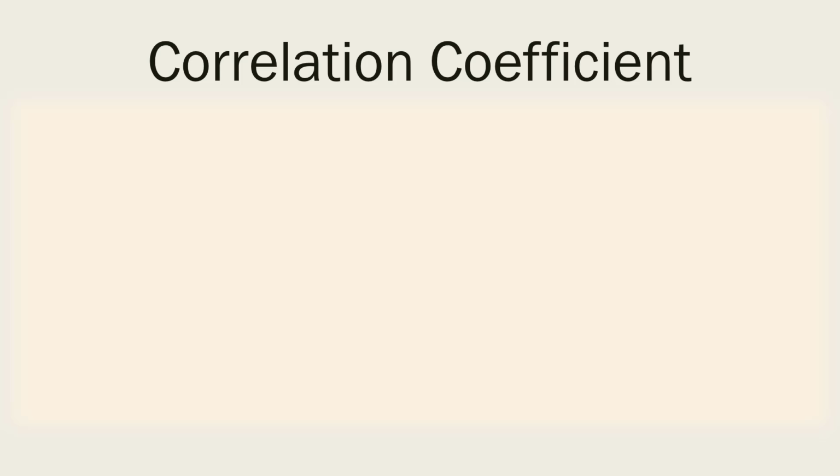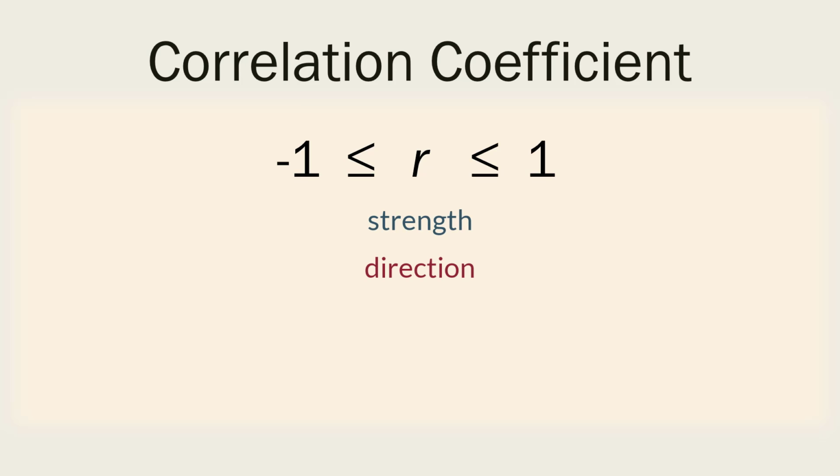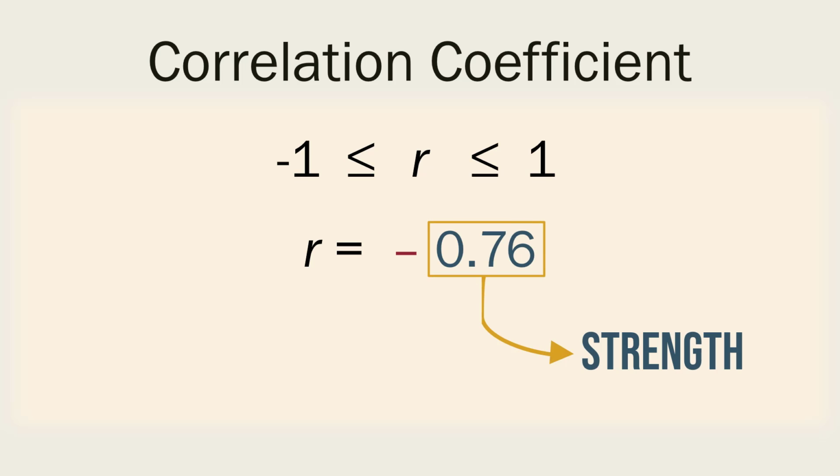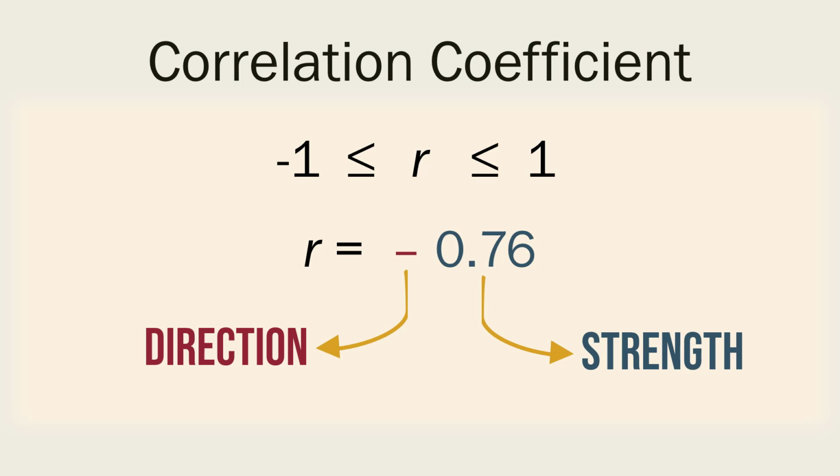Now we have a measure of the linear correlation called the correlation coefficient, or Pearson's r. It is represented by the letter r. It can take on values only between -1 and 1, and it describes both the strength and the direction of the relationship. The absolute value of r tells us how strong the relationship is. The stronger the correlation, the larger the absolute value of the correlation coefficient. The sign on the coefficient, positive or negative, tells us about the direction of the relationship.